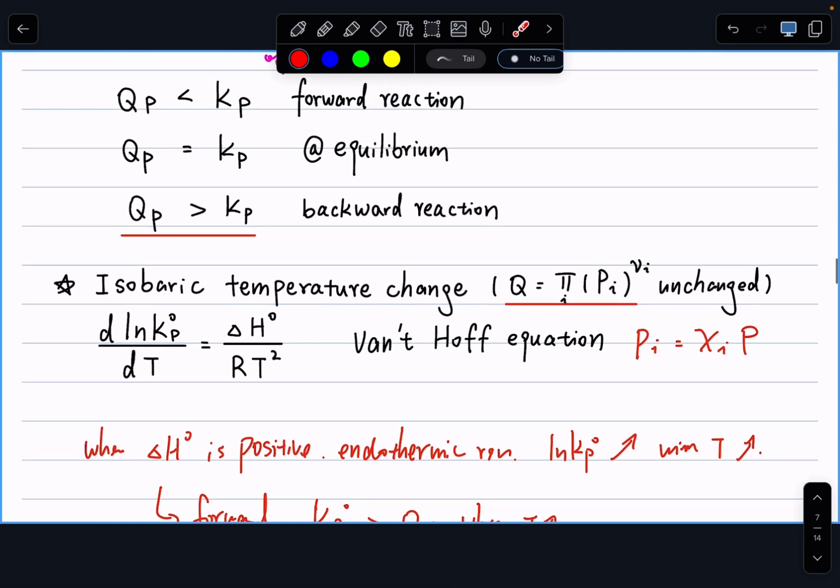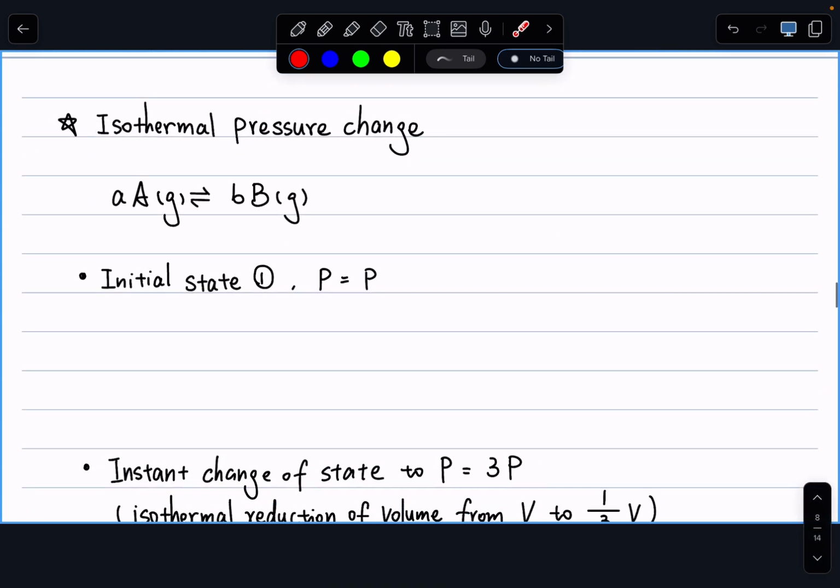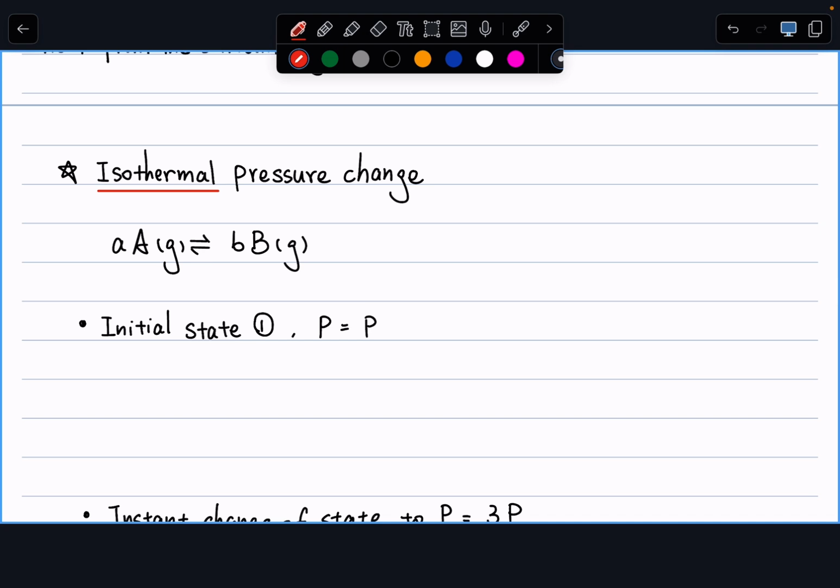So that's our scenario one. Again, don't try to remember it. It's really easy to get it wrong, but try to think about how we got to that conclusion. Next question, what about isothermal pressure change? The same idea: Q and K, one of them is not changing, one of them is changing. So in this case, we have isothermal, so something we know is that our equilibrium constant will stay the same, not changing, because the temperature is not changing.